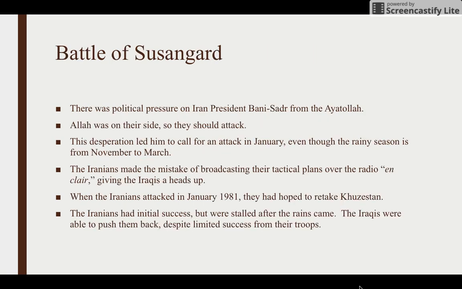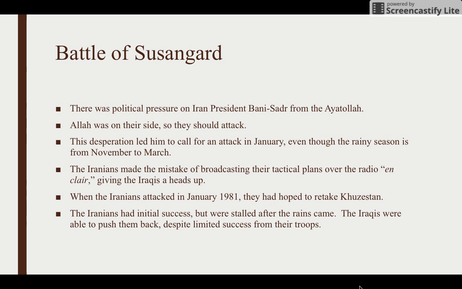One of the major battles where the Iranians want to counterattack this initial offensive is that there was political pressure on the secular president, Bani Sadr. He was being pressured by the Ayatollah and all the religious leaders in Iran. They're saying Allah is on our side, so let's attack.